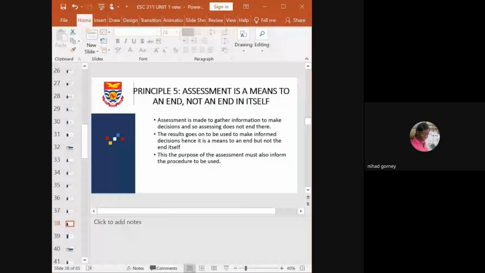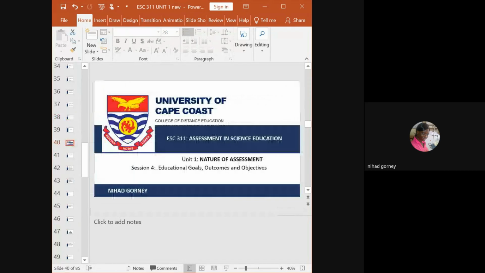That is why the purpose of assessments must always inform the procedure that we use, because they are related. It is helping us to come back to find a procedure, but it is not an end in itself.